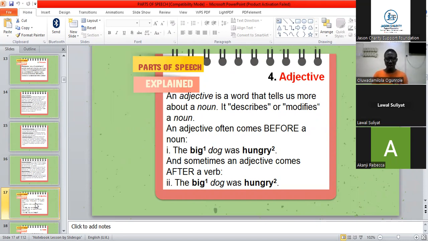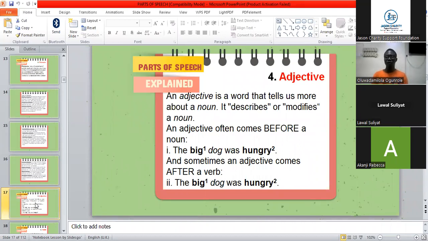But any adjective that comes after your verb to be, or comes after a verb in a sentence, and you realize that there is no other noun after such adjective, we call them predicative adjective. Basically, if you want to describe or you want to divide a sentence into two parts, traditionally we say a sentence is divided into subjects and predicates.